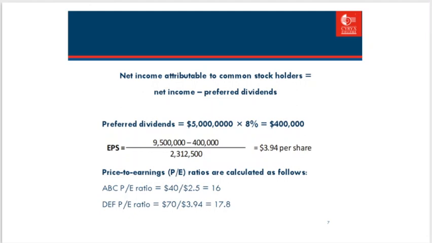Price to earnings (P/E) ratios are calculated as follows. ABC P/E ratio equals $40 divided by $2.50 equals 16. DEF P/E ratio equals $70 divided by $3.94 equals 17.8.